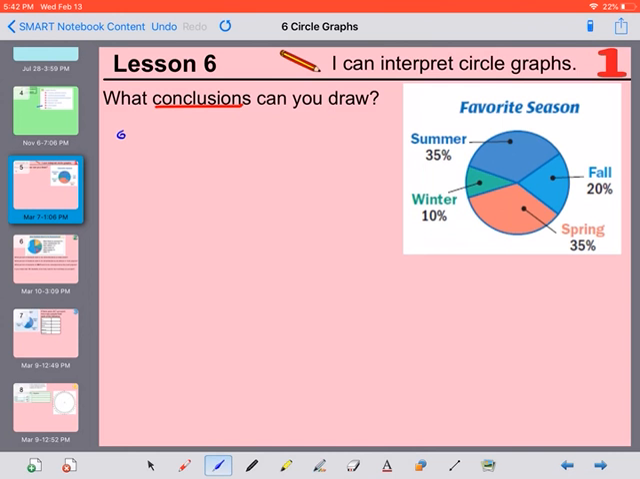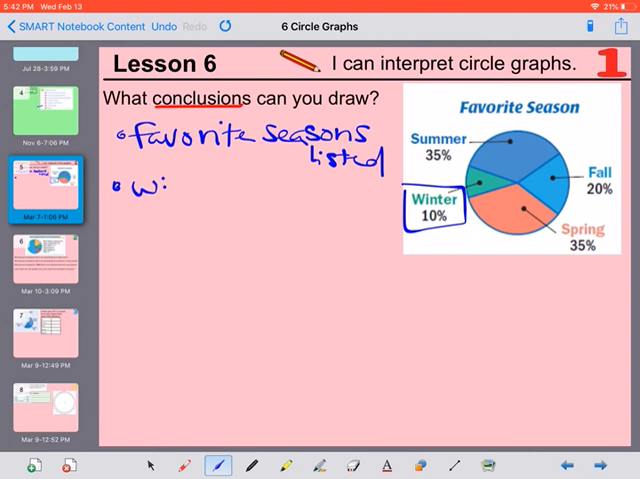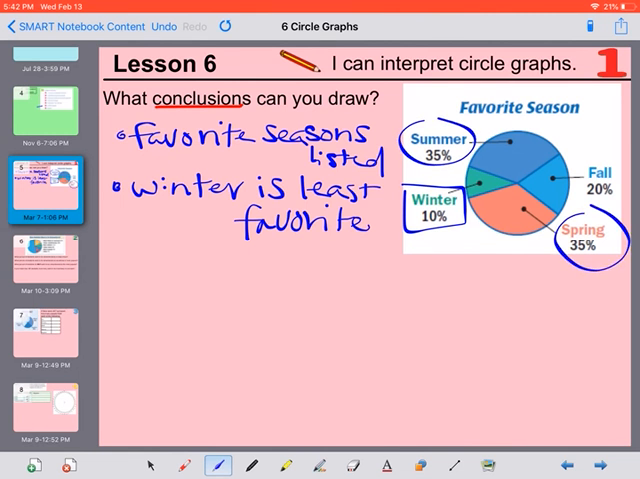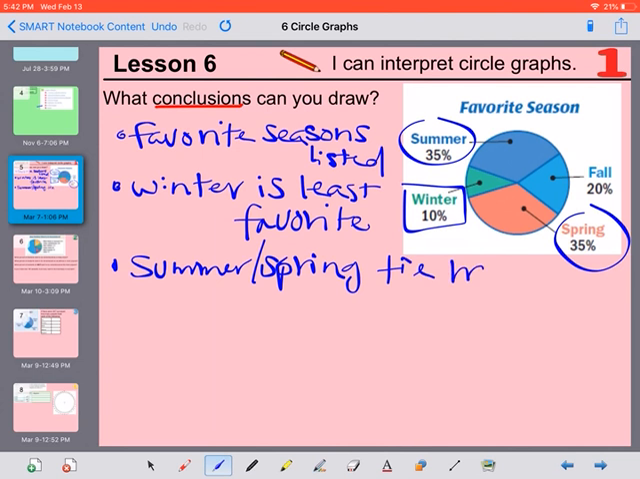So first, one thing I notice about this graph is that it is clearly about our favorite seasons. So you can put favorite seasons listed. Also, I notice that winter is the least favorite season. Winter is the least favorite. Summer and spring are both a tie for the most favorite. So we could put summer and spring tie for the most favorite.